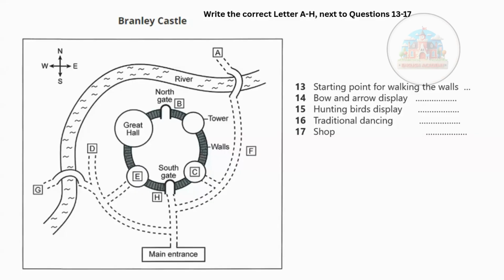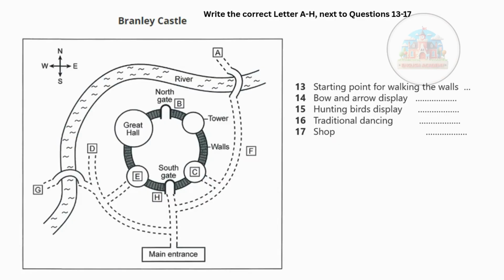There'll shortly be a show in which you can see archers displaying their skill with a bow and arrow. The quickest way to get there is to take the first left after the main entrance and follow the path past the bridge. Then you'll see it in front of you at the end.